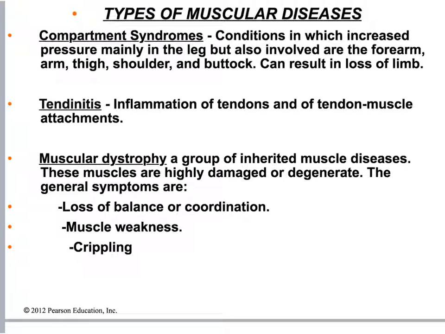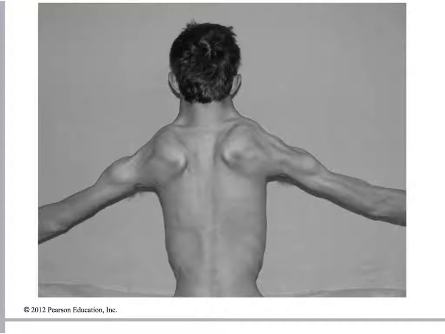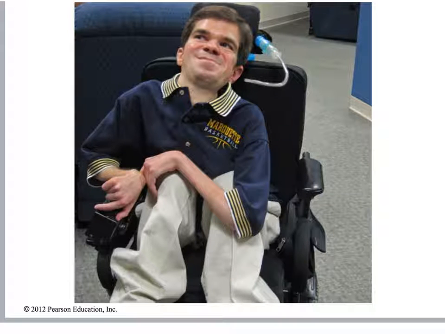Muscular dystrophy. It's actually an umbrella term for a large group of inherited muscle diseases. These muscles are highly damaged or degenerate. The general symptoms are loss of balance or coordination, muscle weakness, and crippling. Here is an image of a person with muscular dystrophy. This would be a very extreme case. And here's another image of another extreme case.